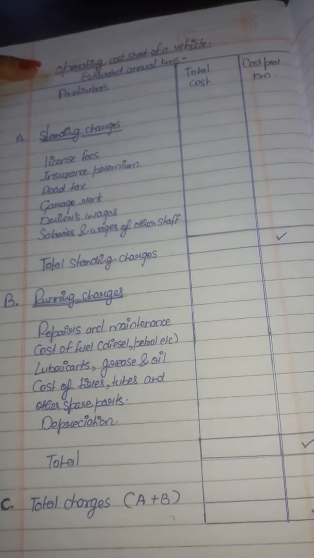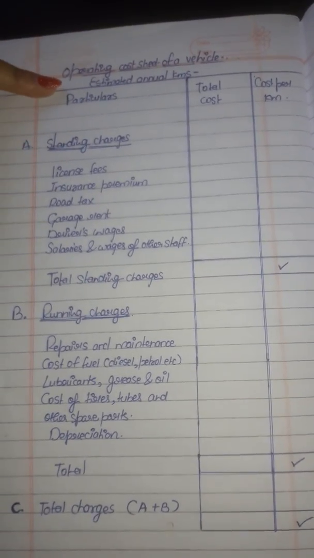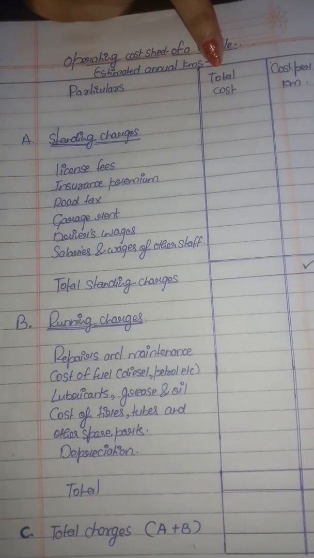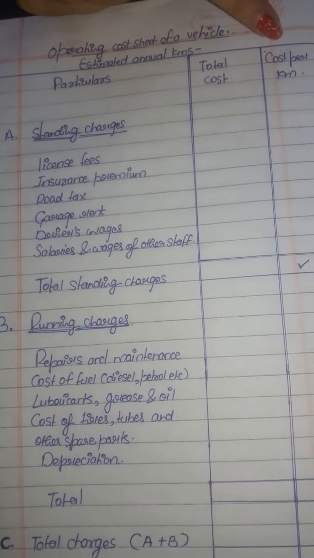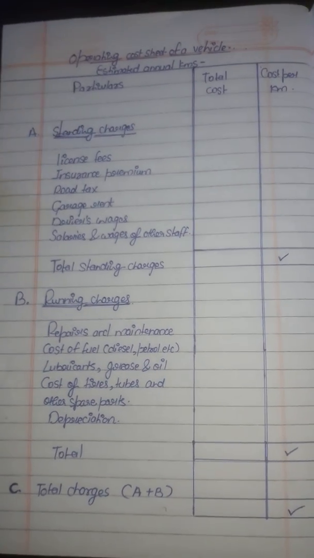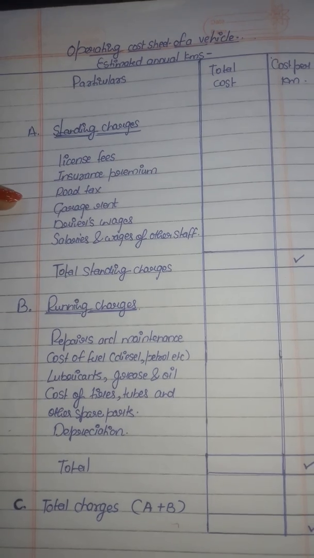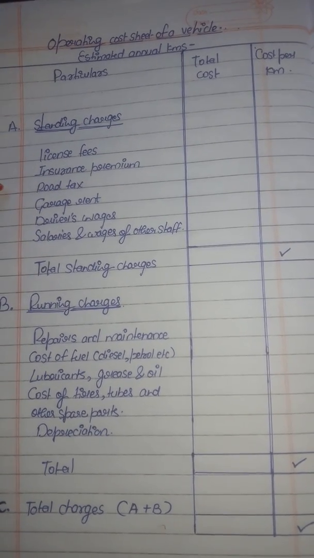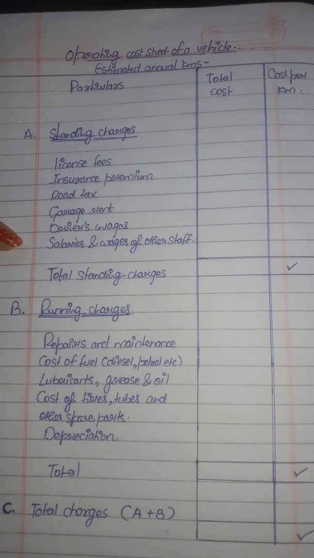Now you will start with this format: operating cost sheet of a vehicle, estimated annual kilometers, total cost, which depends on whether you want it per year or per month. Then you will find cost per kilometer. We'll start with standing charges. Standing charges include your license fees, insurance premium, road tax. These do not change with the change in the amount of service or production. These will be fixed. Garage rent, driver's wages, salaries and wages of other staff.